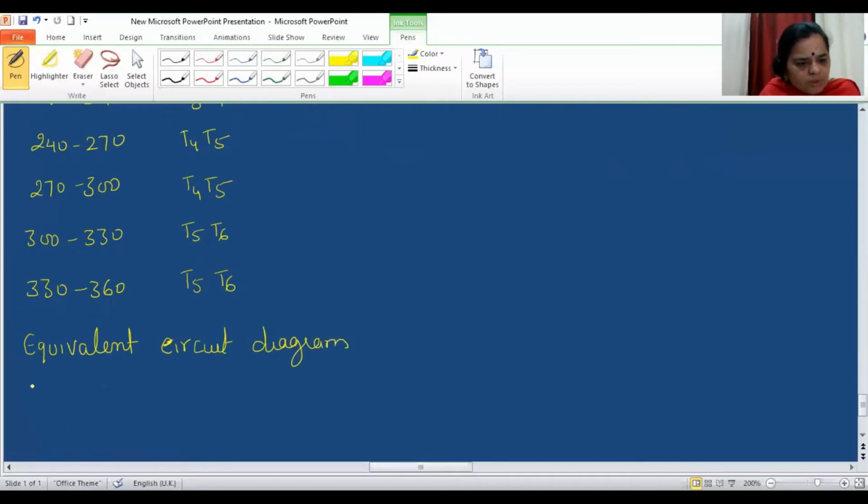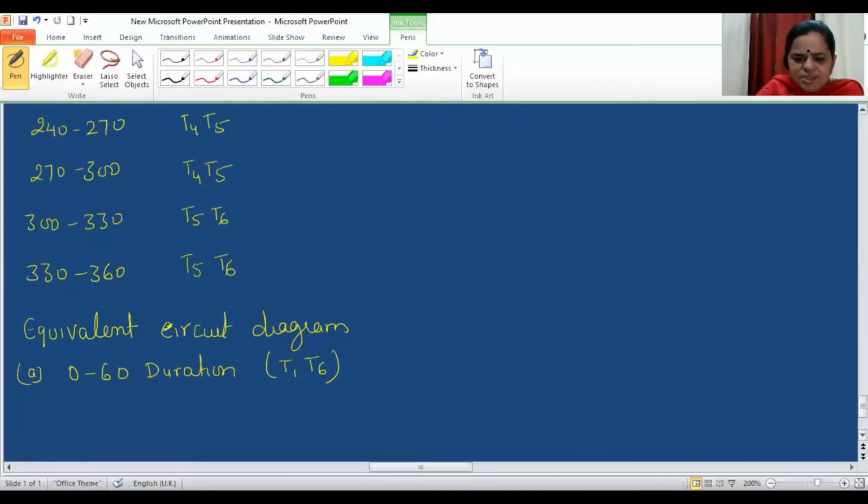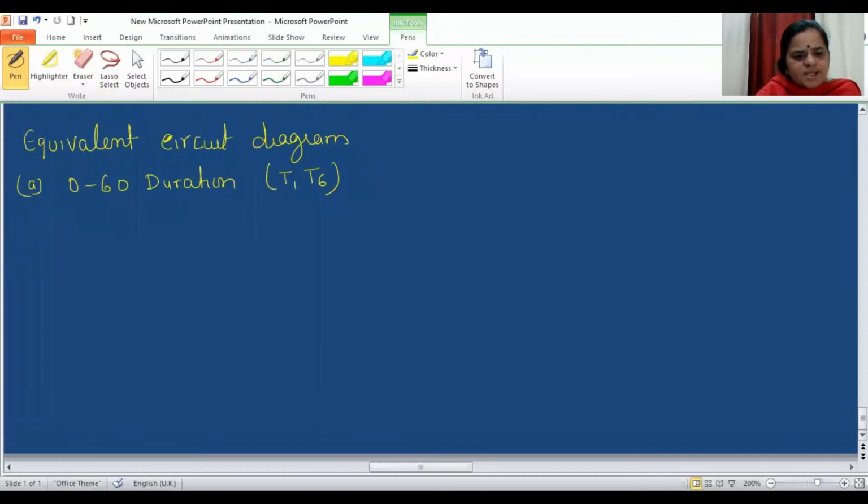Okay, so let us draw the equivalent circuit diagram between 0 to 60 duration. What are the conducting SCRs in this? That is T1 and T6. So for this duration, if I make the equivalent circuit, what will be the equivalent circuit?